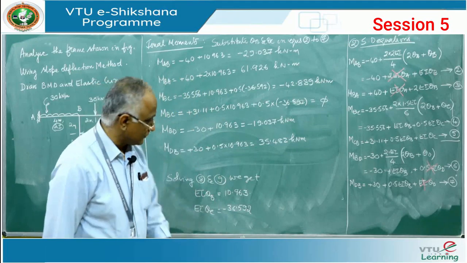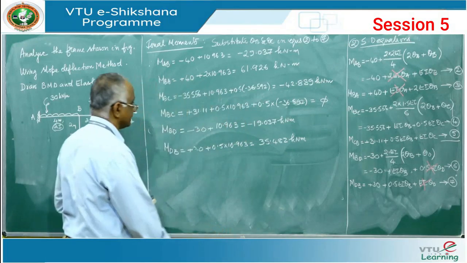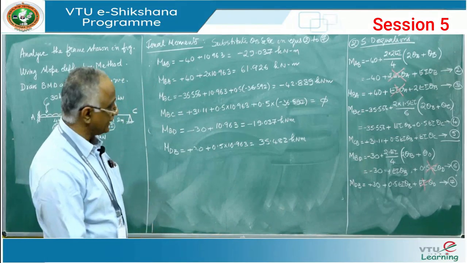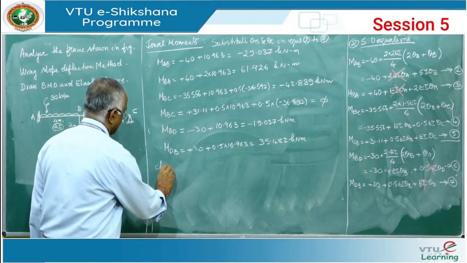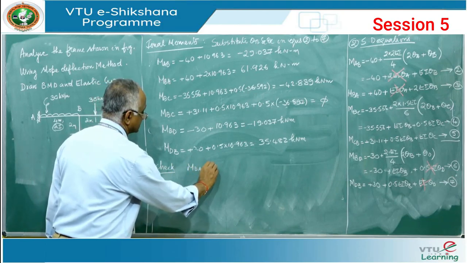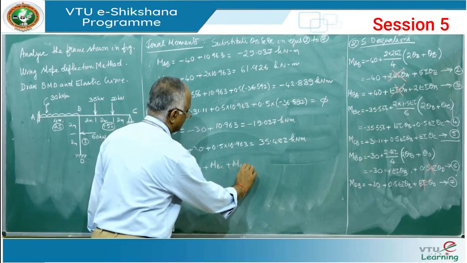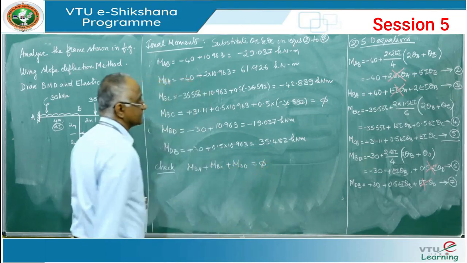So these are the final moments. To have a check on your calculations, what are the conditions we used at joint B? MBA plus MBC plus MBD should be equal to 0.